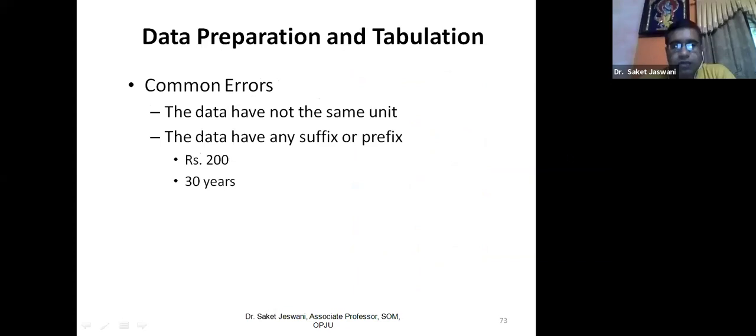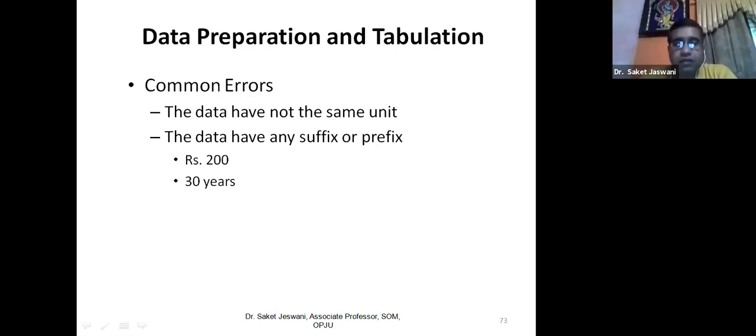It means all the data must have the same unit. For example, you have collected the height of the respondents, as an open-ended question. Some might have answered height in centimeters, some in inches, or some in feet. If you directly transpose the data from hard copy to the Excel sheet and do not change the unit, then your analysis will be distorted. Your data results will be distorted. So you need to convert it into the same unit.